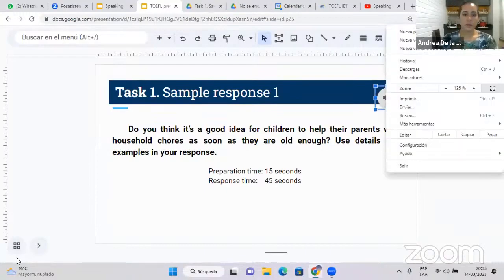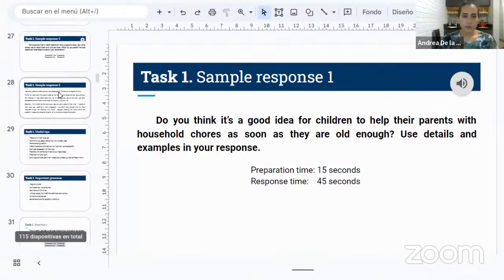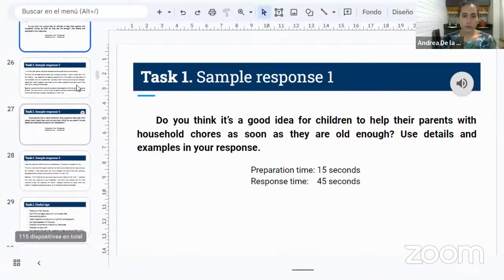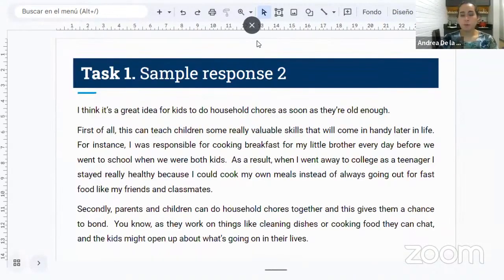Okay, guys. So what do you think about that sample response? It seems a little bit unrealistic, right? That was 45 seconds, but the speaker didn't even make a pause for once, right? It was obviously a prepared response, and it was prepared in more than 15 seconds, okay?